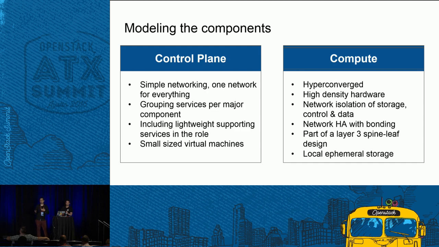And then if you look at the services within the control plane, we were grouping them more or less by major components. And then one of the decisions we also made is, for example, Horizon requires memcached for caching of session and things like that. So we took there the approach that helper or supporting services that are only for one particular role, we put them on the role itself. So no need to separate them as well.